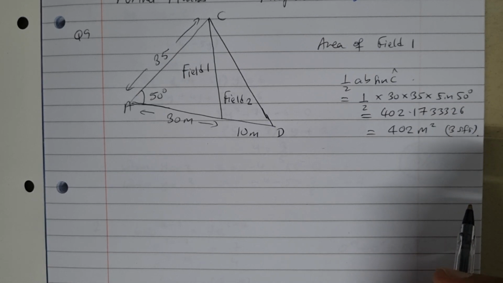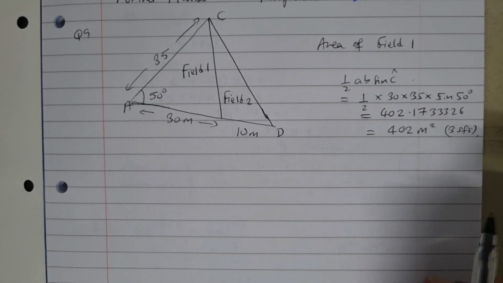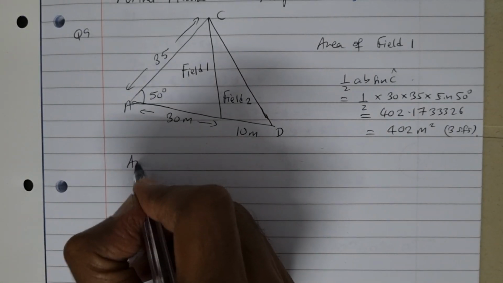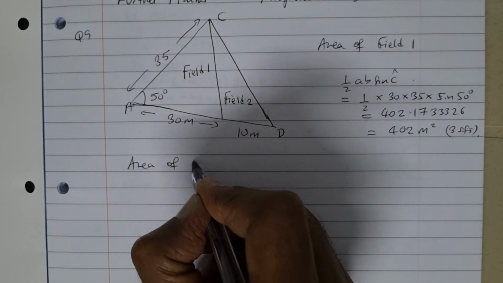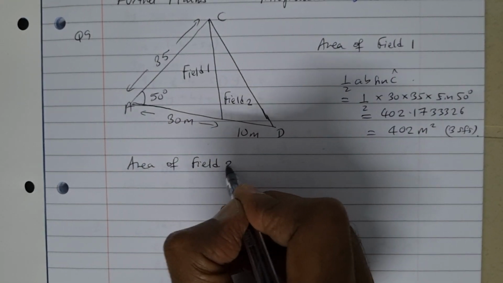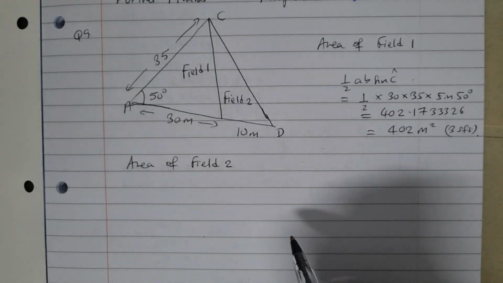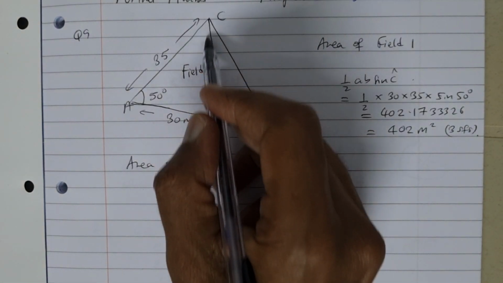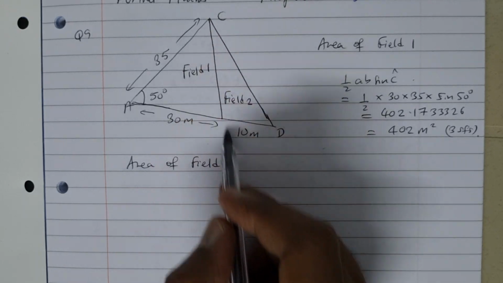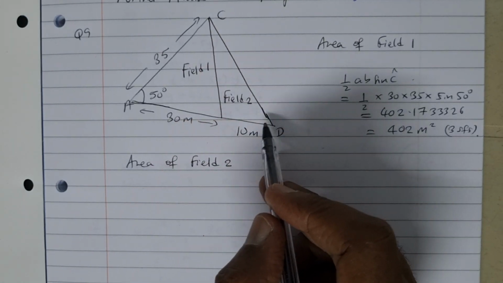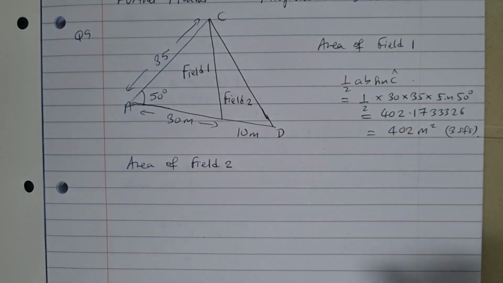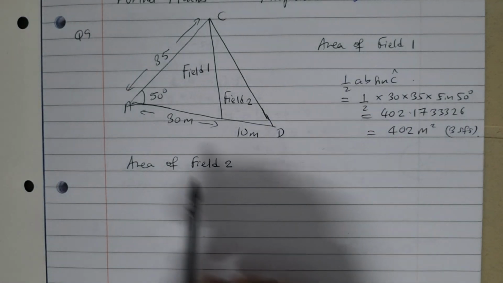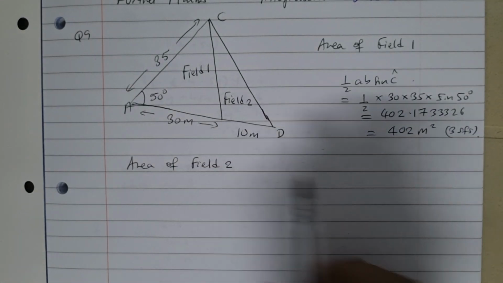The second part, they want us to find the area of field 2. So how are we going to do this now? We don't have enough information to just use this triangle only, because this side here is missing. We can find that, but let's try and find an easy way of doing this. Maybe we could find the area of the whole triangle.